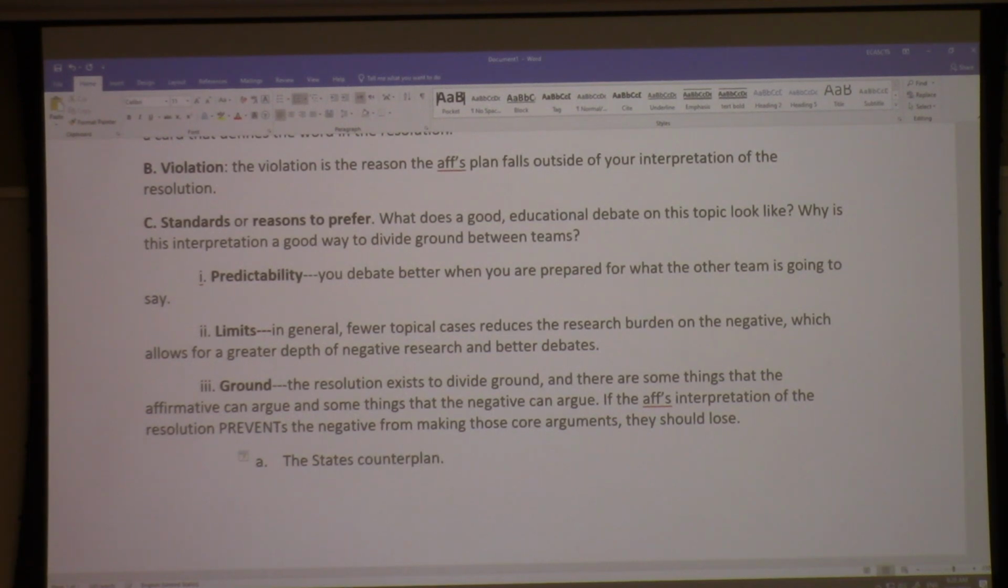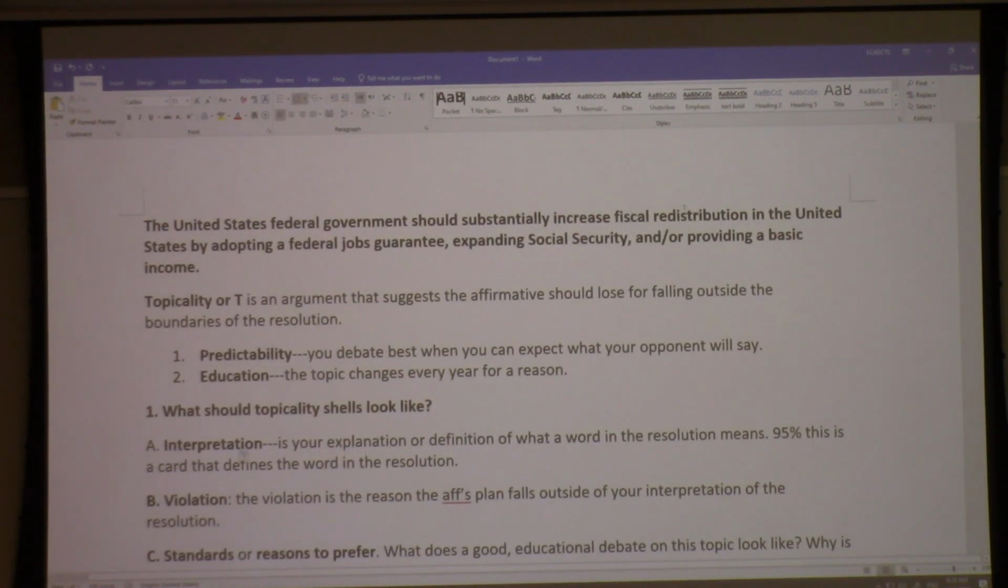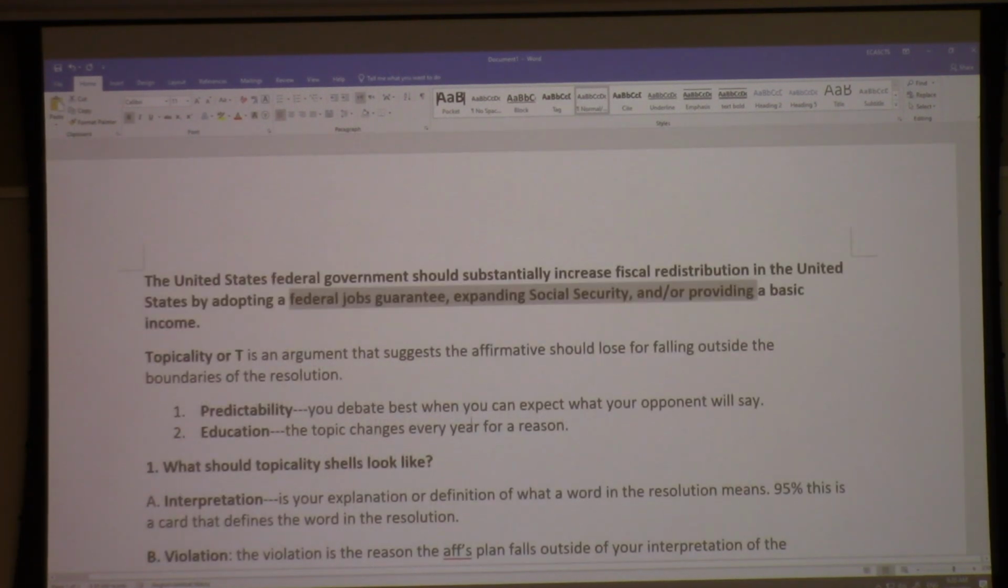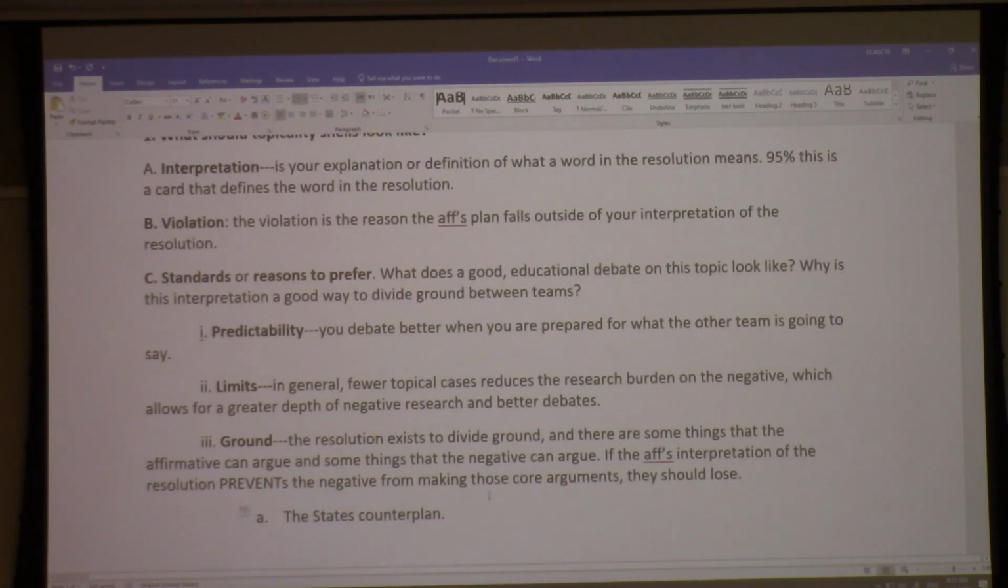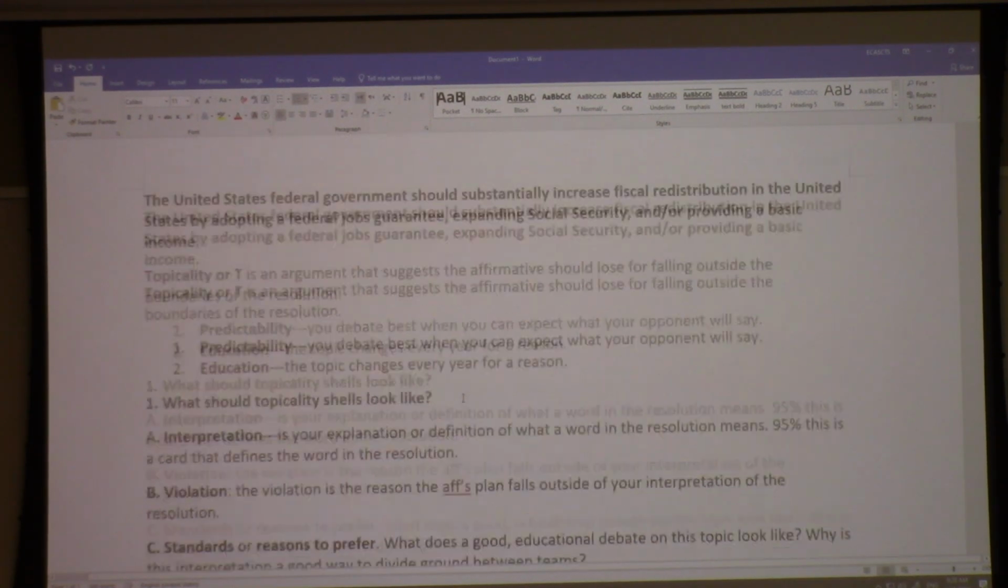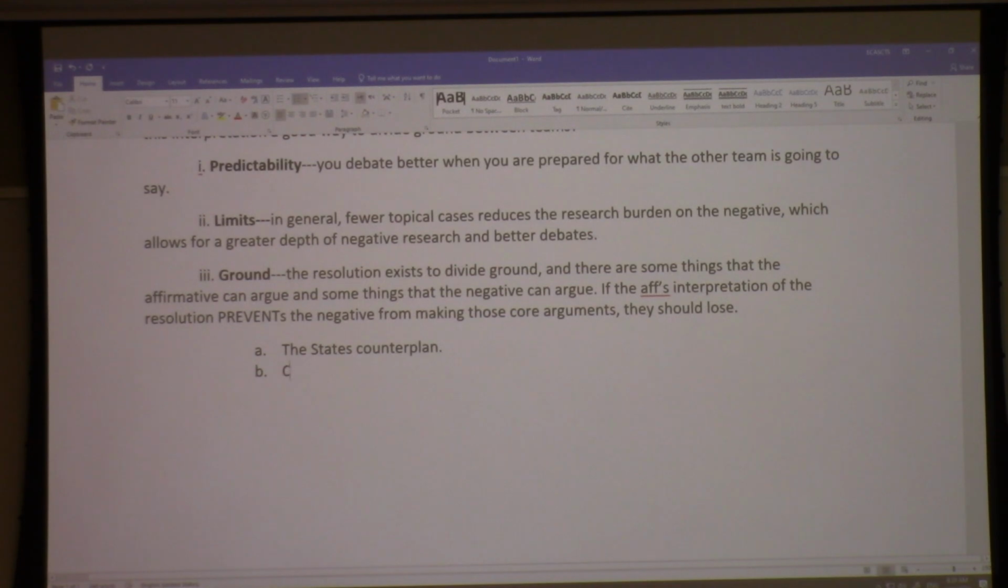What's an example of another argument that is ground on this topic? Yeah, the cap K, a great example. So the resolution has a mechanism that is fiscal redistribution, and it says that it should be the United States federal government doing that, and it prescribes certain means for doing that. So based on that, we have decided that almost every affirmative should have a link to the capitalism K, which means that the negative should, at a minimum, be able to argue the capitalism K against an affirmative that they might not be totally familiar with because of the way that the resolution is written. So capitalism K.